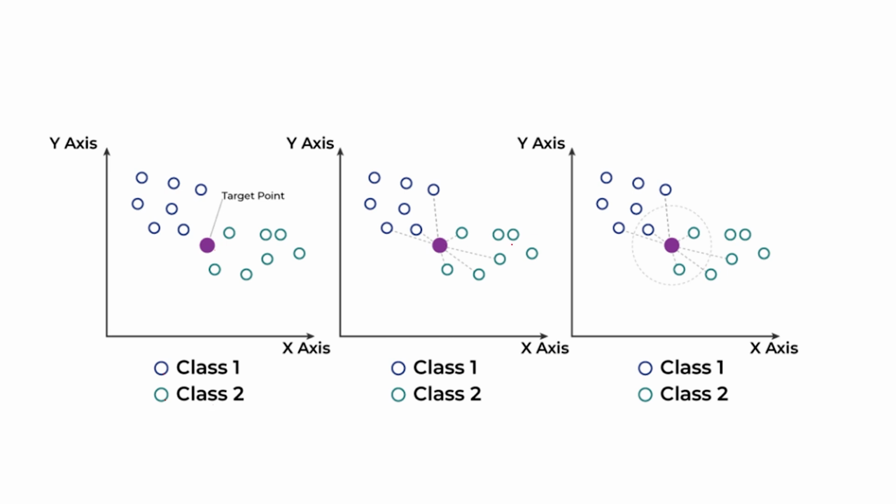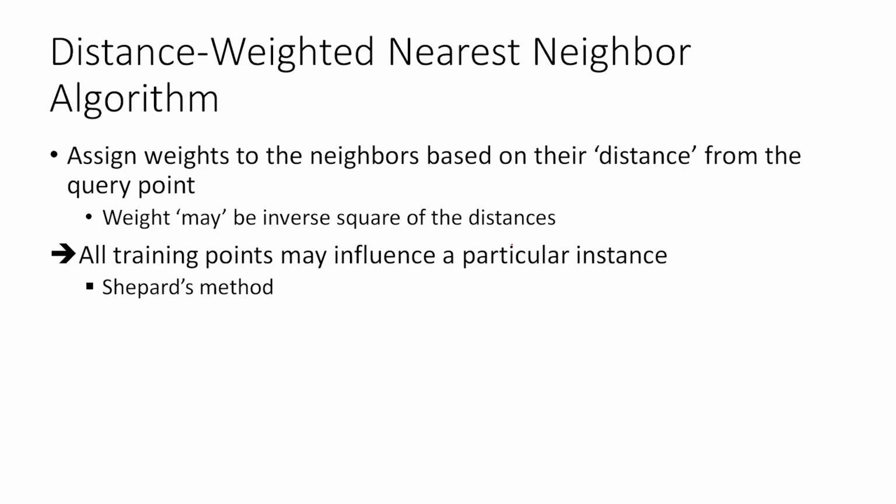That is why it belongs to class 2. So that is very easy to understand. One can also do a distance weighted nearest neighbor algorithm. Distance weighted, remember, in ANN we use weights, right? So you can assign weights to the neighbors based on the distance from the query point, to make it more complex, more difficult, right? So weights may be the inverse square of the distances. Okay, all kinds of things are possible in this world, remember this.